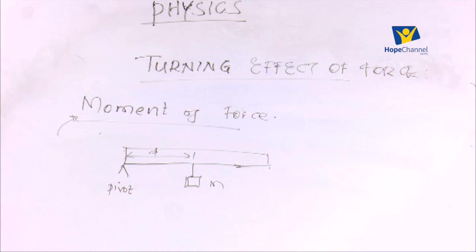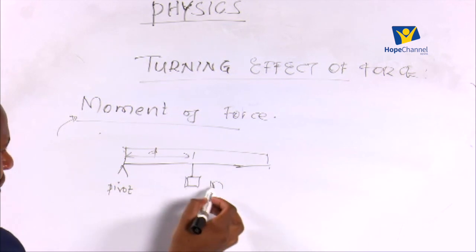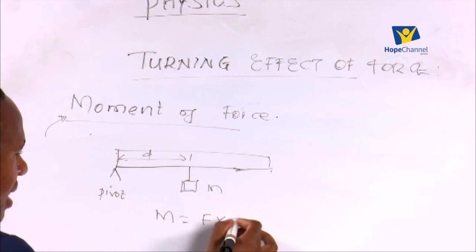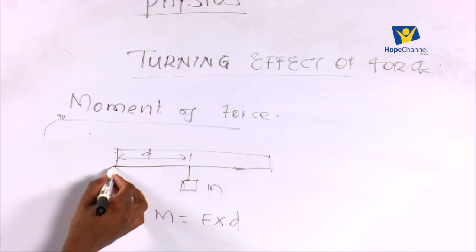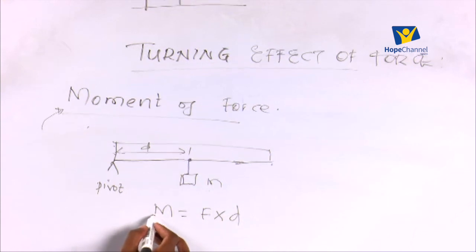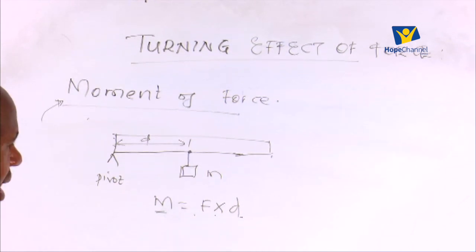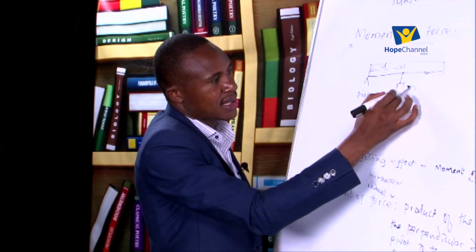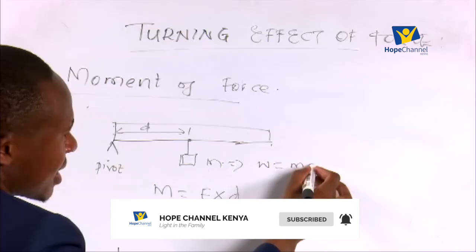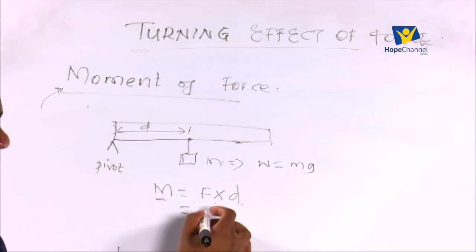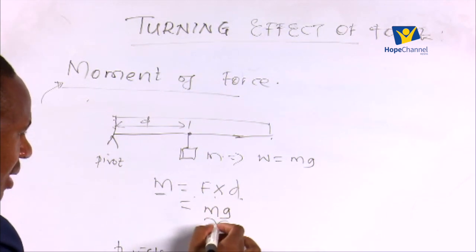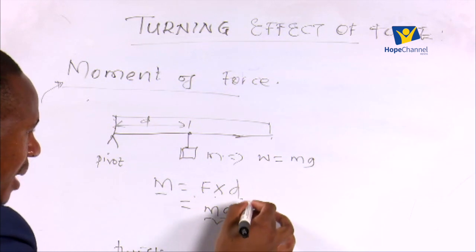In this case, the moment due to this mass will be equal to the force times the distance, whereby the distance is from the point of support to the point of application of that mass, so that distance is d. So the moment of force is equal to force times distance. If this is the mass, we change it into weight, keeping in mind that weight is given by mass times the gravitational force. So the moment becomes the mass times the gravitational force, which gives us the force, times the perpendicular distance.